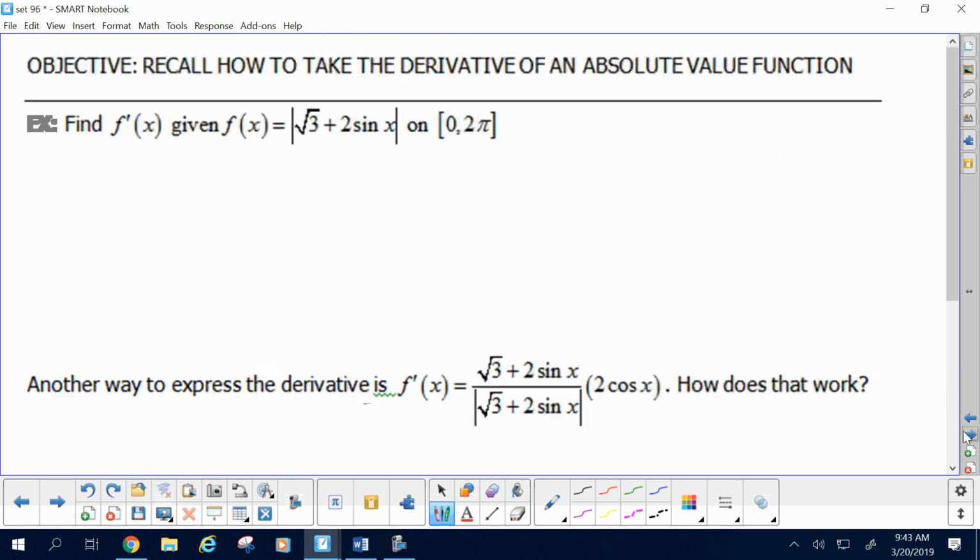Try one on your own. Try this example, and then I'll teach you something new for those of you who need to be intellectually fed every day. Good job.